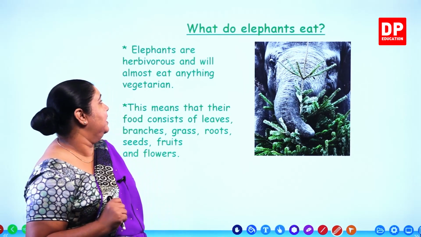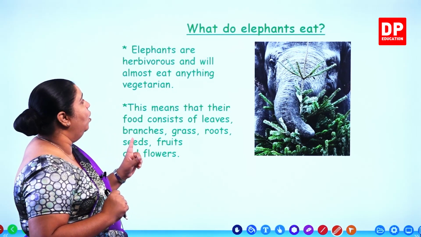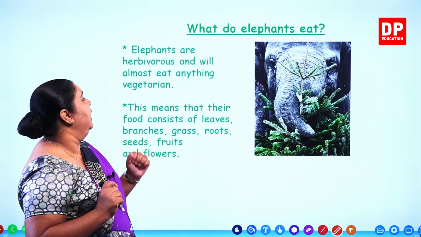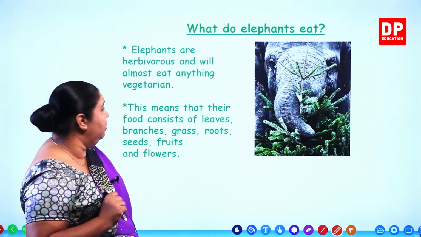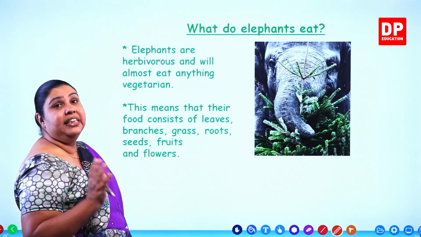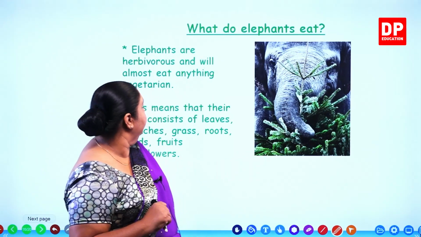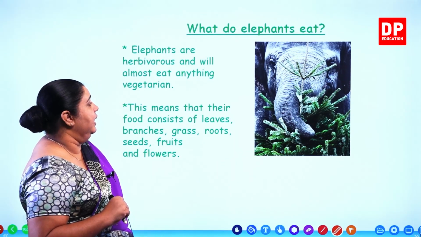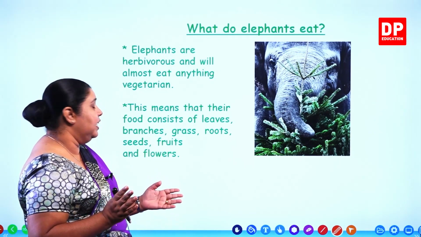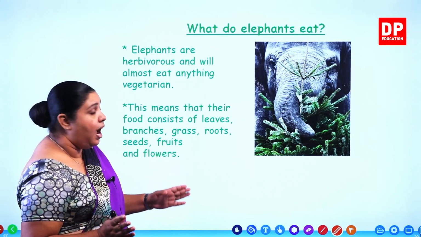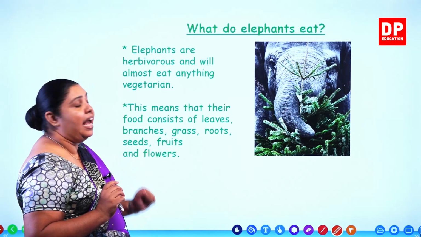Elephants are herbivorous and will almost eat anything vegetarian. Because elephants don't eat any meat, they will eat anything vegetarian. They eat only plants. Can you see in the picture? This means that their food consists of leaves, branches, grass, roots, seeds, fruits and flowers.